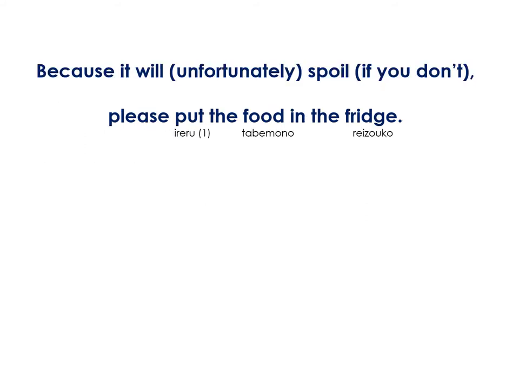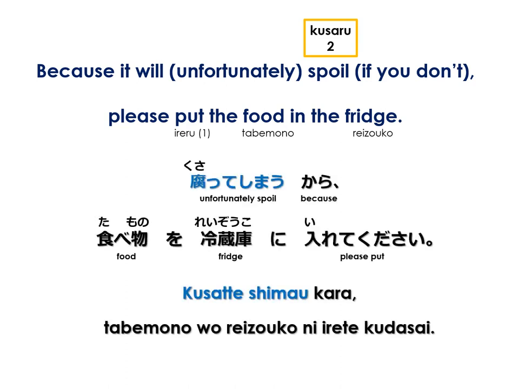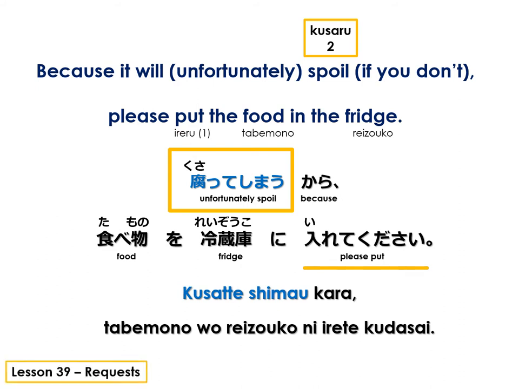Next example, because it'll spoil, please put the food in the fridge. To spoil or rot is kusaru, a category 2 verb, and in Japanese we say kusatte shimau kara tabemono o reizouko ni irete kudasai. In this example, the te-shimau conjugation is in the subordinate clause, because it'll spoil. Hence, we can only use the plain form, kusatte shimau. Irete kudasai is a request, and we tackled how to form requests, the te kudasai conjugation, in lesson 39.